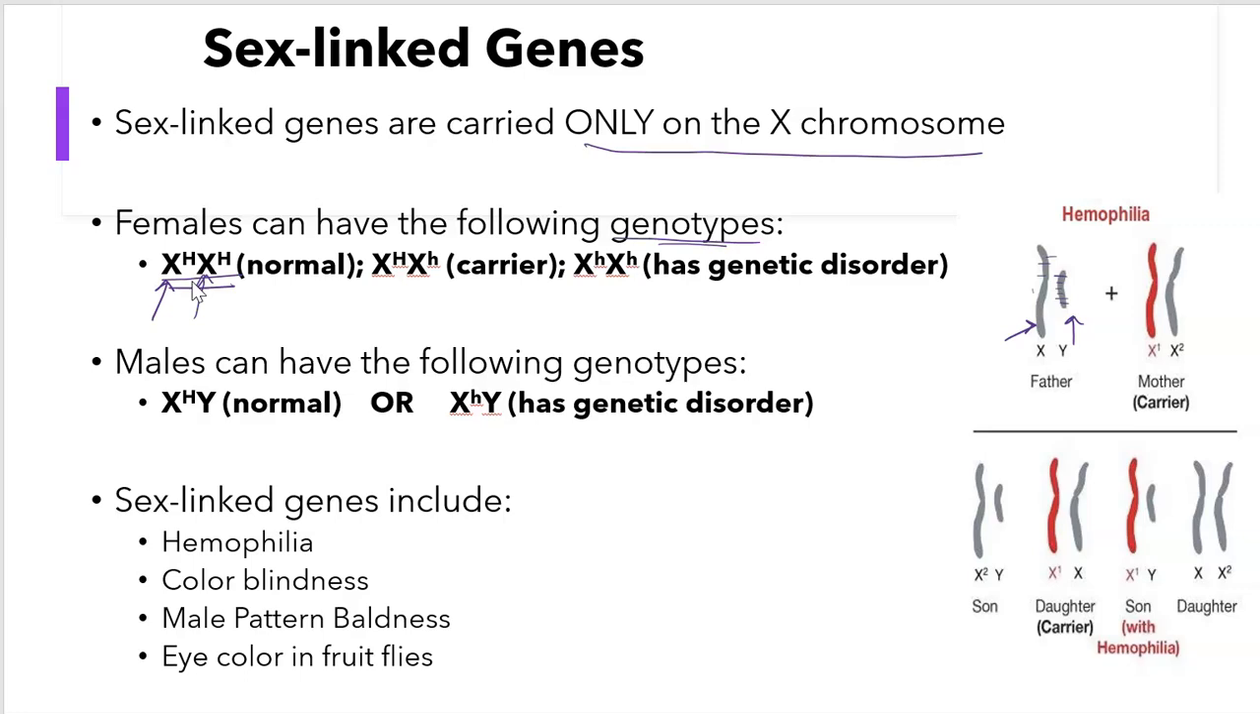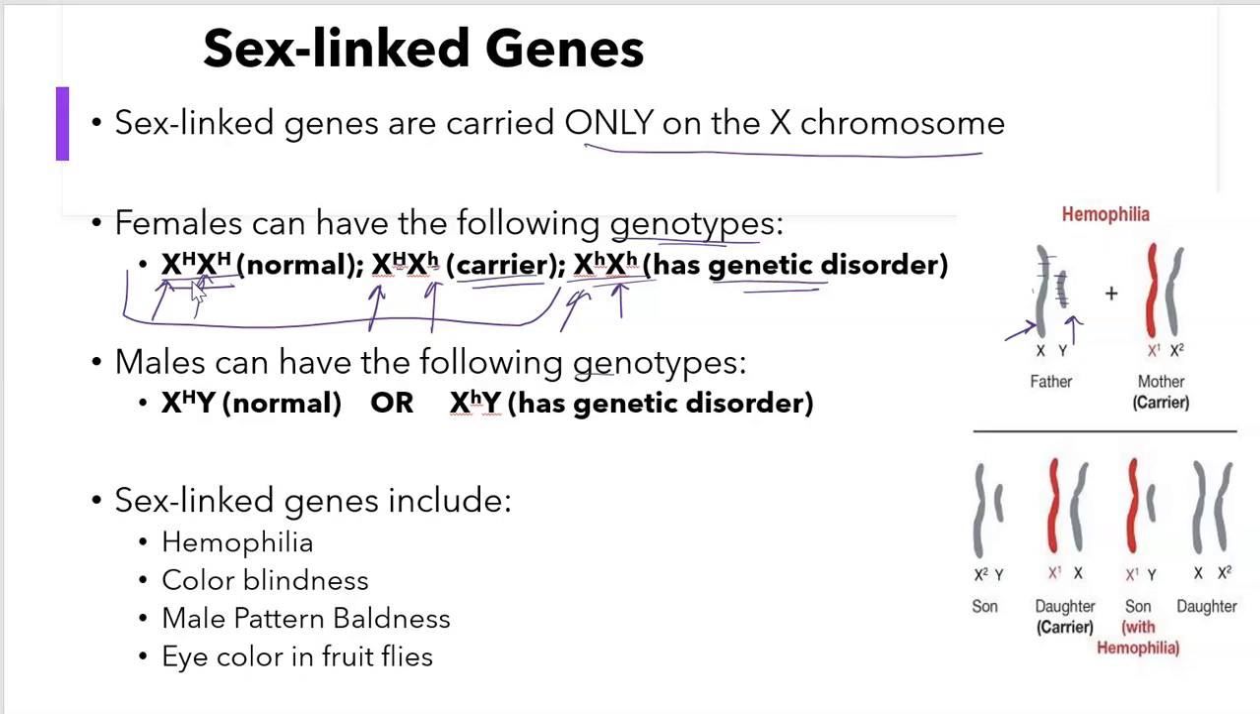So they could be homozygous dominant, having 2 of the same alleles. They could be heterozygous, 2 different alleles, which we call a carrier. And they could also be homozygous recessive, having 2 recessive alleles, and that usually means they would have the genetic disorder if it was recessive.